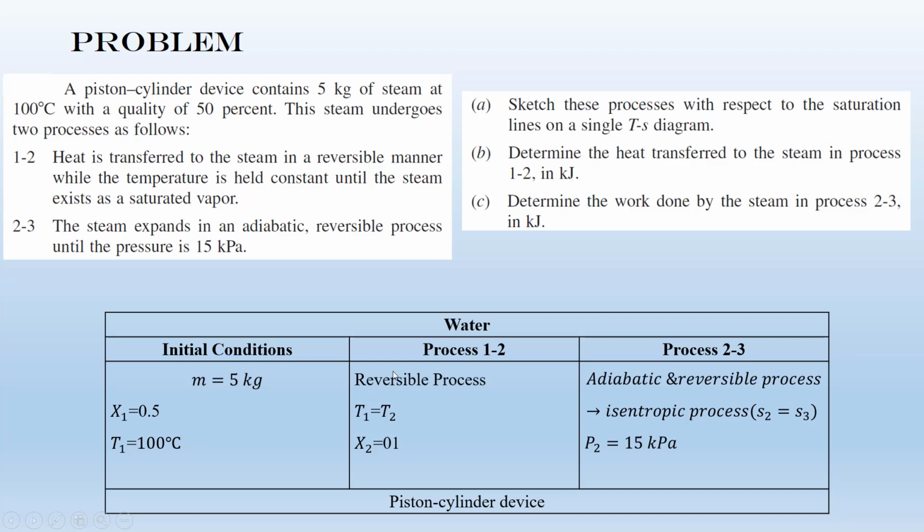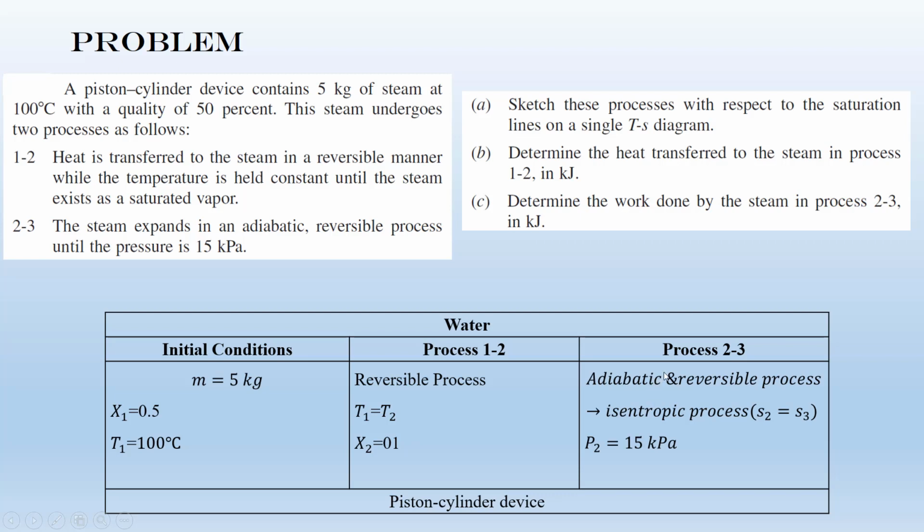Now for process 1 to 2, this is a reversible process, and we know that the temperature is constant. Then we know that the second state is saturated vapor. So the X is 1. Okay, so X, or quality, is 1.